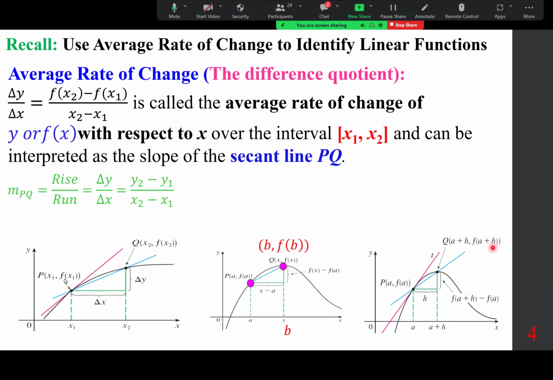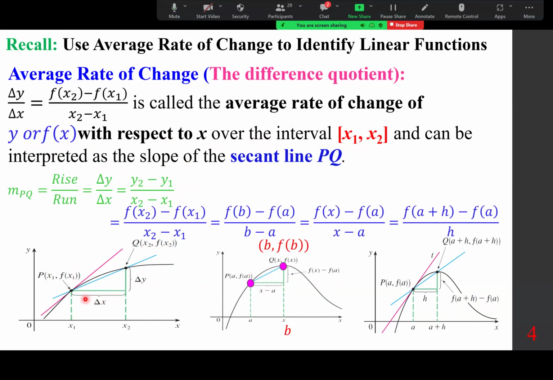Rise over run. Now, of course, if you call this x sub 1 and y sub 1, and this one x sub 2 and y sub 2, it is the good old slope that we know. It depends how you call that. So we have this format in general. If you say this is a and this is b and f of b, you get this one. If you keep it as x and f of x, you get this one. x and f of x, a and f of a. And if you go with this last one, this distance is h, this is a plus h, it gives rise to this. All of them are the same.